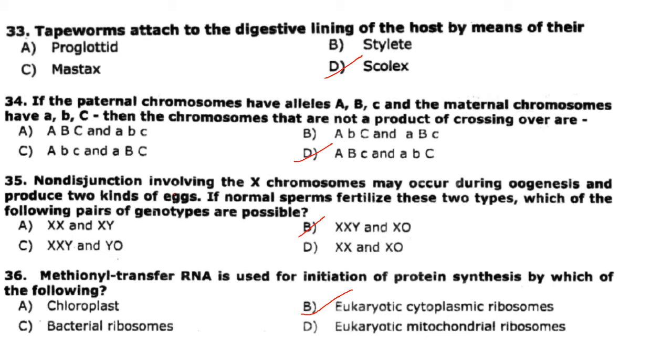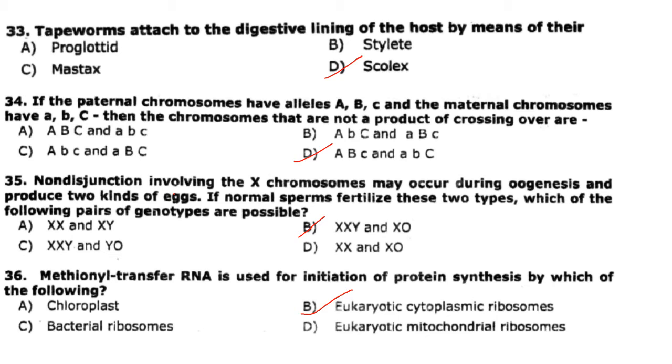Then if the paternal chromosome has alleles capital A, capital B, small c, and the maternal chromosomes have small a, small b, capital C, then the chromosomes that are not a product of crossing over will be. So naturally you have to see your parental combinations. So here option D is both the organisms are parental, so that combination you are not going to get as a result of crossing over. So it will be capital A, capital B, small c, small a, small b, capital C. So answer is option D.